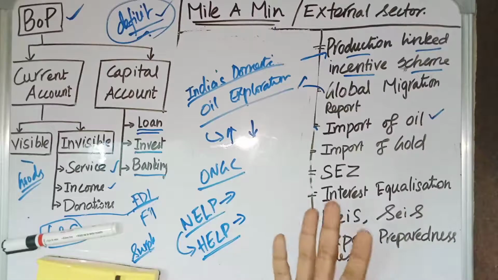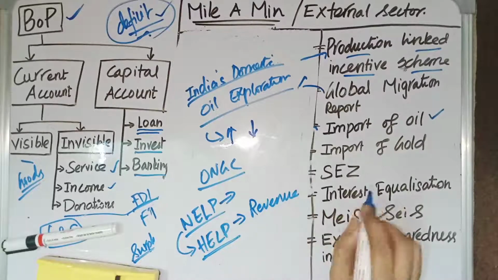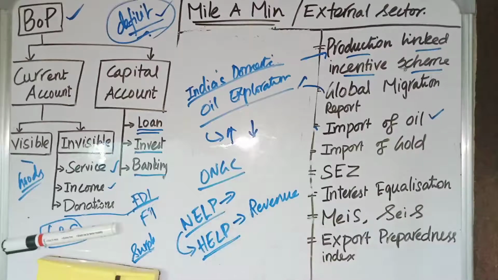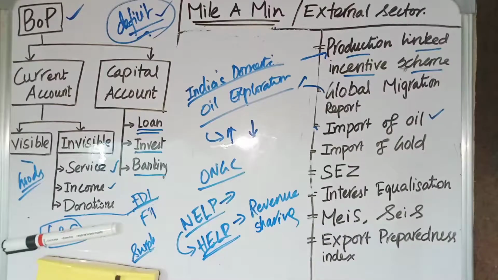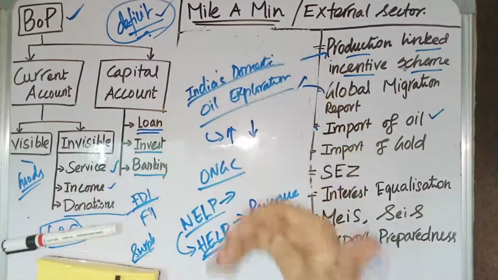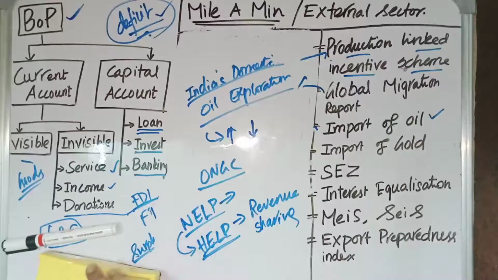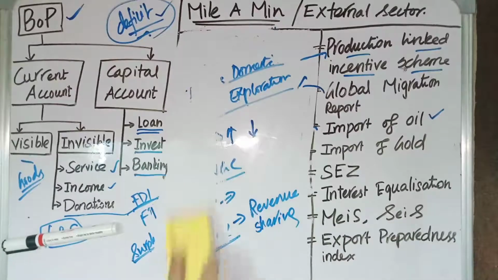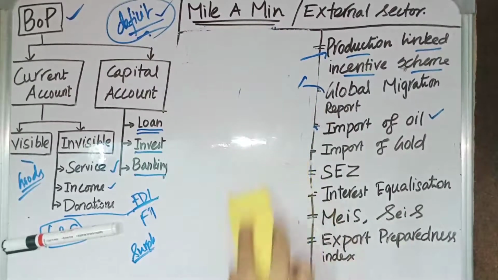And the other advantage of HELP is it has a revenue sharing policy, which means that you don't need to pay any tax to the government, but instead you need to give a portion of your revenue to the government. These are the advantages of HELP over NELP. This India's domestic oil exploration policy under the Ministry of Petroleum and Natural Gas, this NELP, HELP, all this is done to reduce the import of crude oil and to increase the production of crude oil to become self-reliant in this oil sector. These things are done by the government.